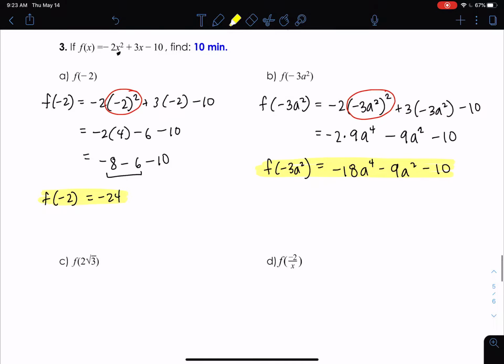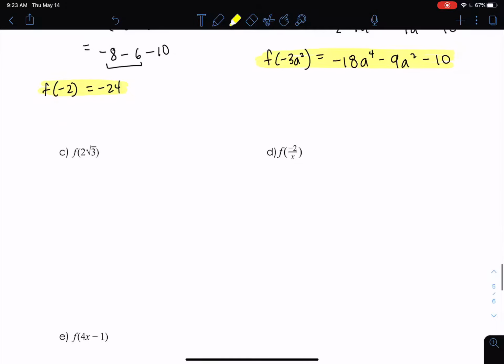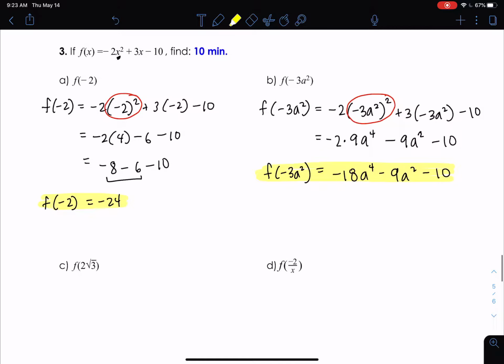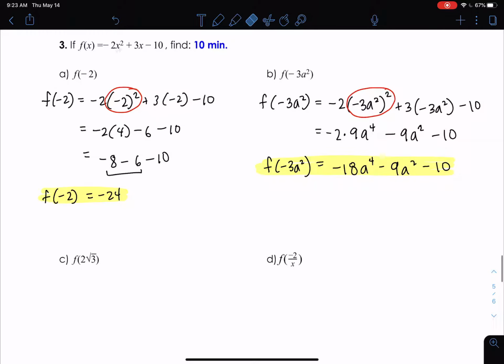All right, let's do a tricky problem here, letter C. The only reason I say it's tricky is because of that radical. So we want to be comfortable with our multiplying radicals. So let's plug it in. We have f of 2 radical 3 equals -2. Instead of x, I'm writing 2 root 3. It's getting squared. Plus 3, 2 root 3, minus 10.